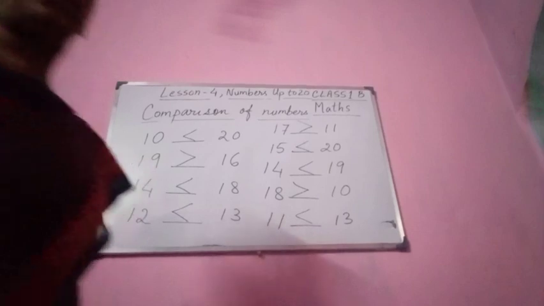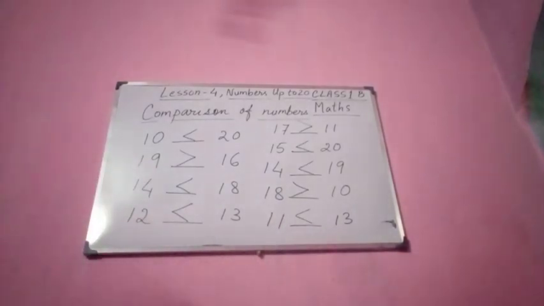Please see the board from number 1. You see 10 is smaller than 20. 19 is bigger than 16. 14 is smaller than 18. 12 is smaller than 13. 17 is bigger than 11. 15 is smaller than 20. 14 is smaller than 19. 18 is bigger than 10. 11 is smaller than 13. Okay.